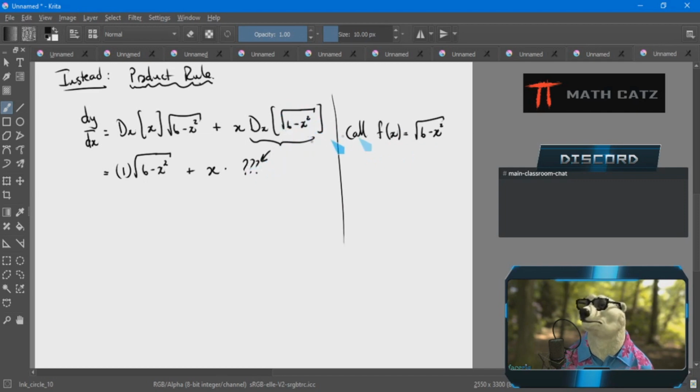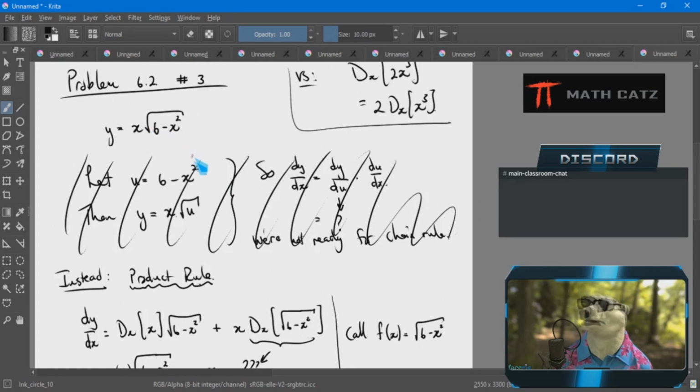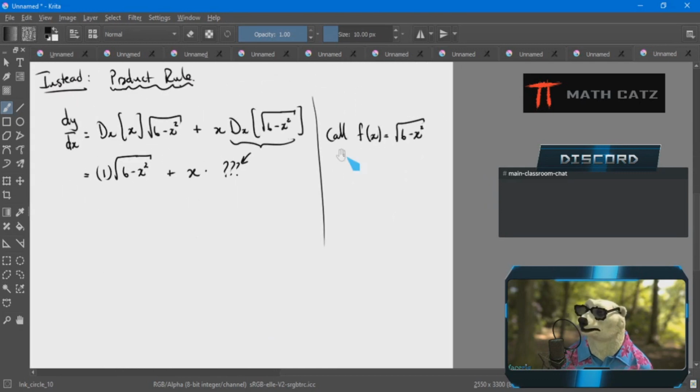It's not the original function. I can't call it y. Right? y was x times the root. I'm just interested in the root. So I call it something else. Call it whatever you want. Don't call it y. Then, so I'm going to say my inside function is 6 minus x squared.